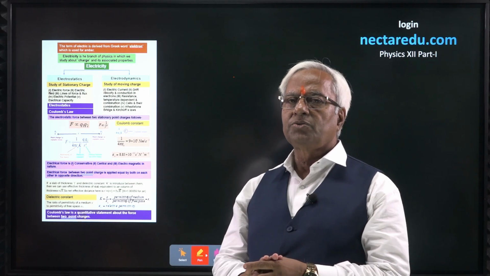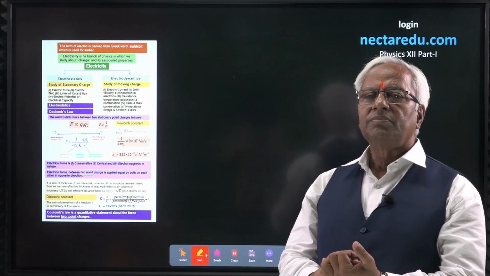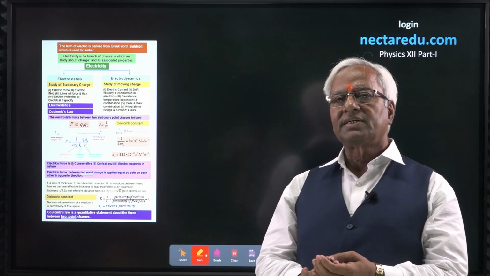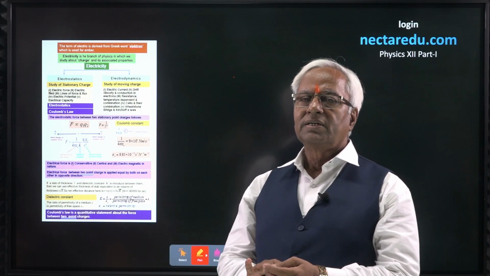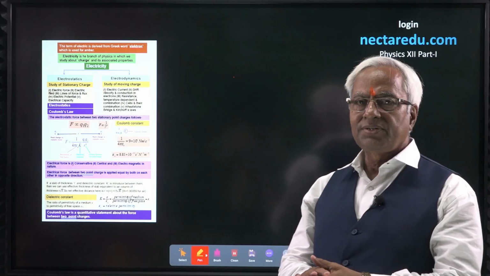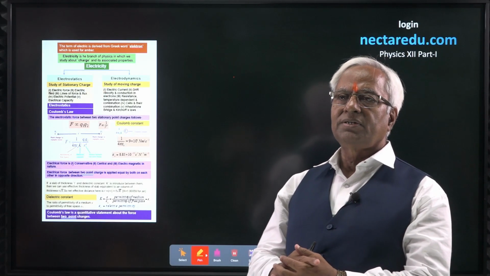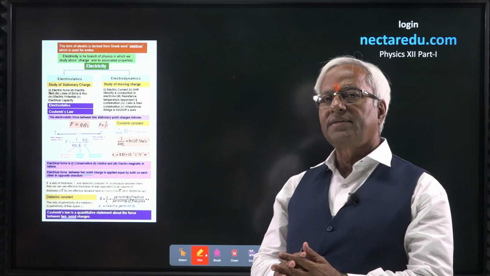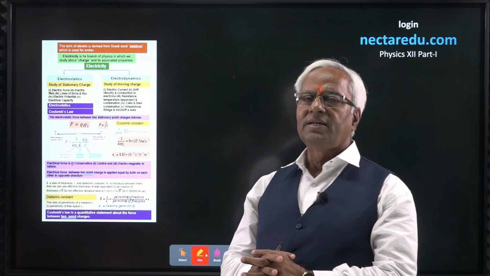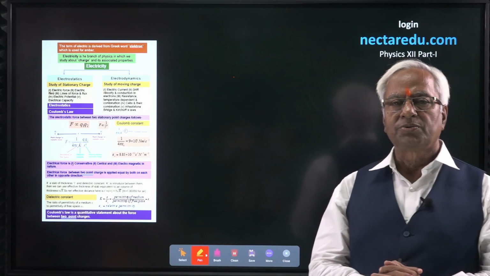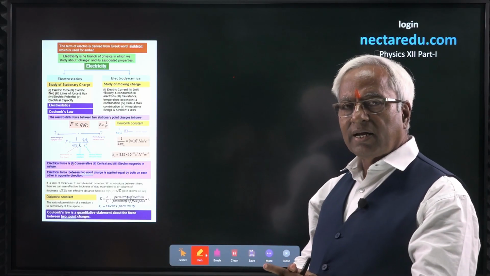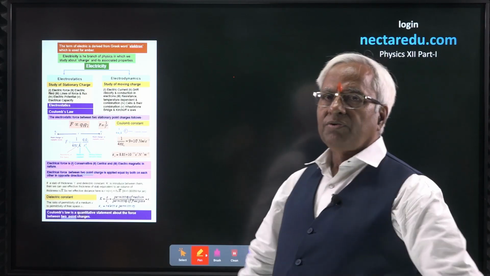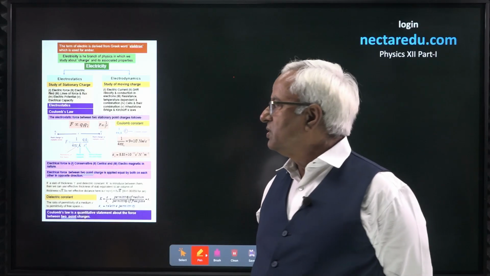When the charge is in motion, we use the term electric current. In the branch electrodynamics, we study electric current, current density, conduction in metals and drift velocity, resistance and their combination, cells and their combination, Wheatstone bridge and Kirchhoff's law. Now, we will start electrostatics, in which we will study only stationary charges.